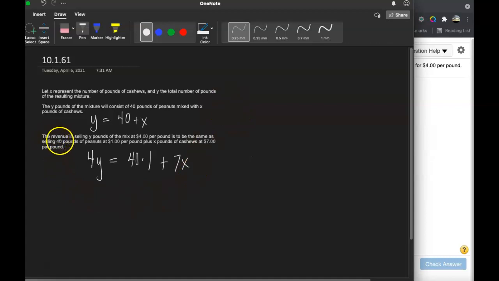Next, I have that the revenue, that's the key word here, the revenue in selling Y pounds of the mix at $4 per pound, so 4Y, is to be the same as or equal to selling 40 pounds of the peanuts at $1 per pound. So the revenue of just the peanut part of the mixture is 40 times 1, plus X pounds of cashews at $7 per pound. So the revenue of just the cashews would be 7 times X.